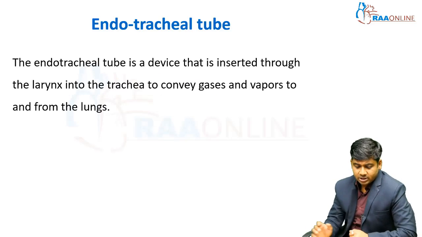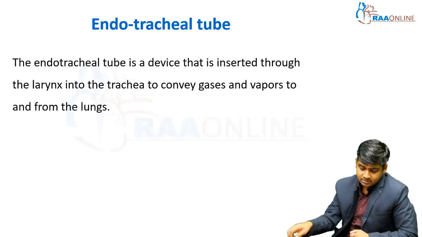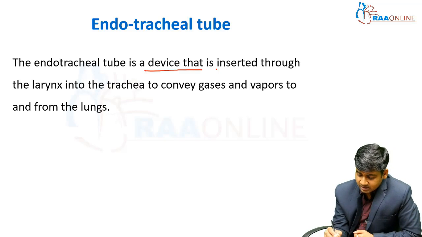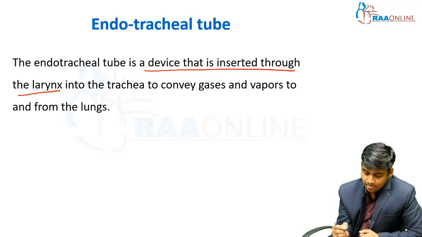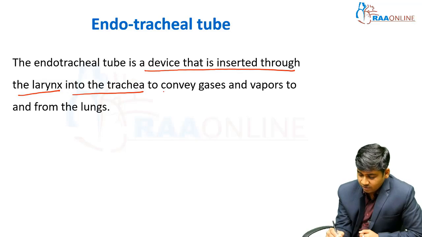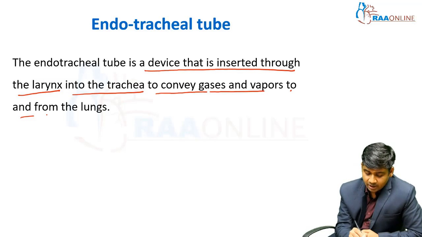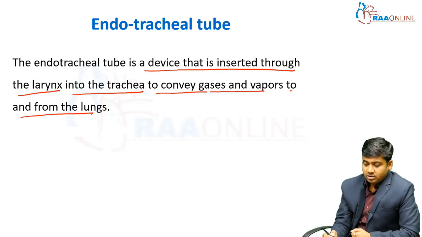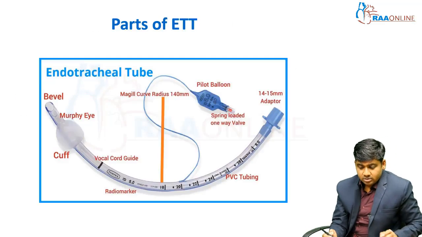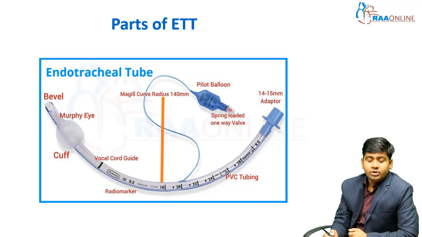Coming to the endotracheal tube, it is a device that is inserted through the larynx into the trachea to convey gas and vapors to and away from the lungs. So it is a device mainly which helps in ventilation, to deliver different types of gases, anesthetic gases also, and also to remove different types of gases like CO2 from the lungs through the trachea. Okay.